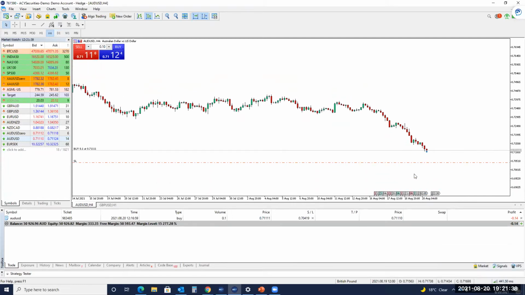Drop it down to a lower time frame. So here we have our stop loss, risking 98.27. So if the market does come down and tag our stop loss, we will lose $98.27.